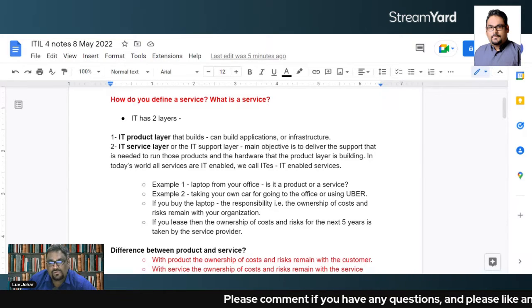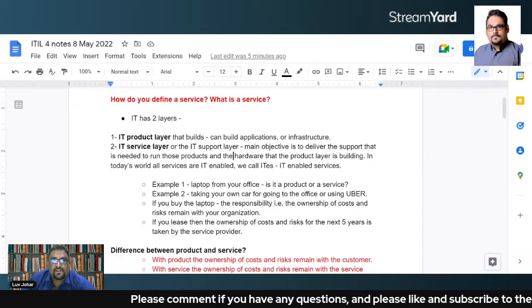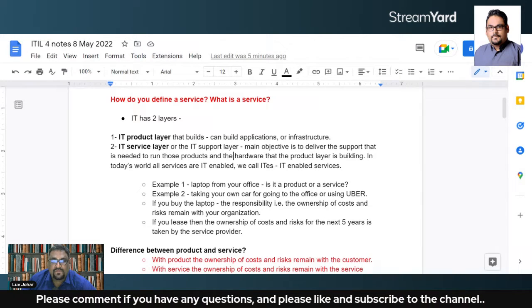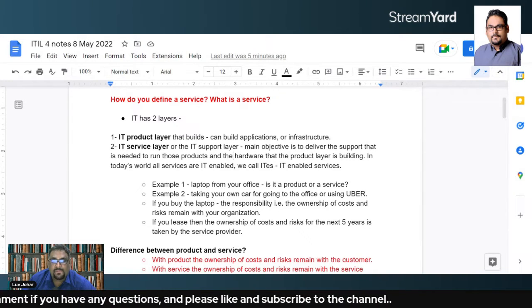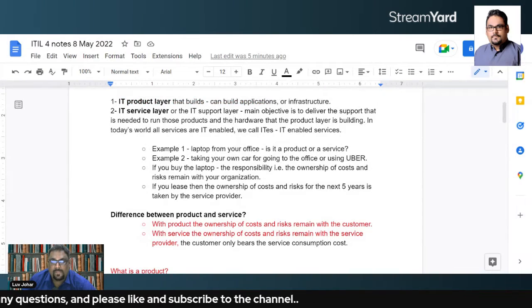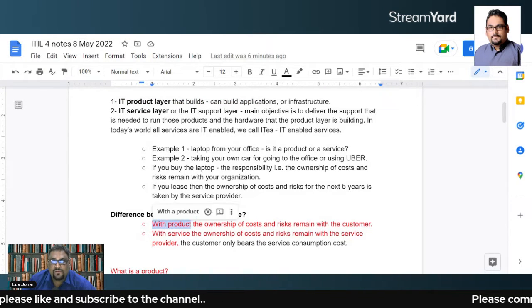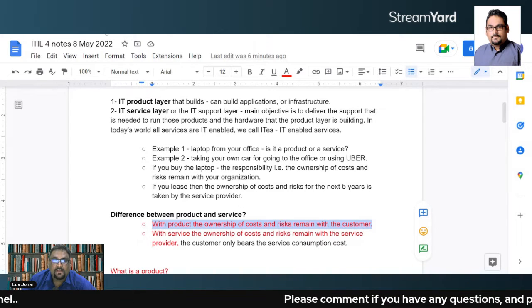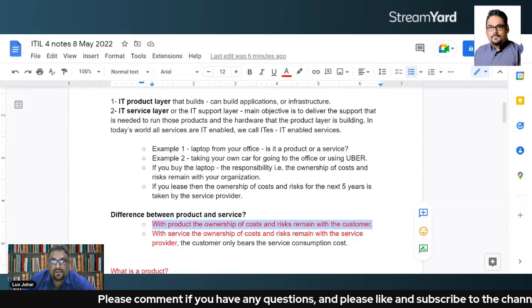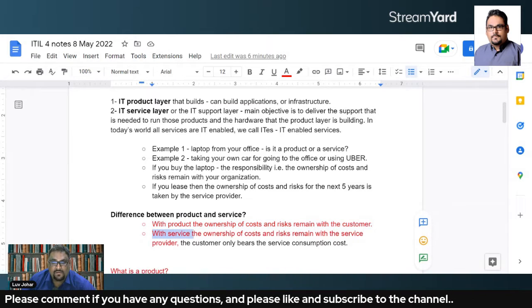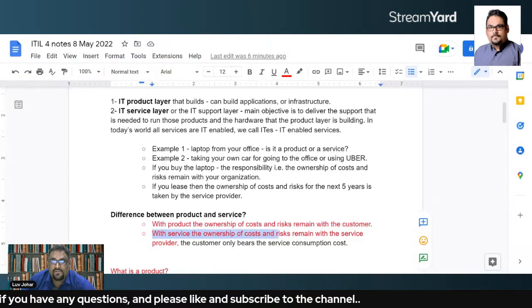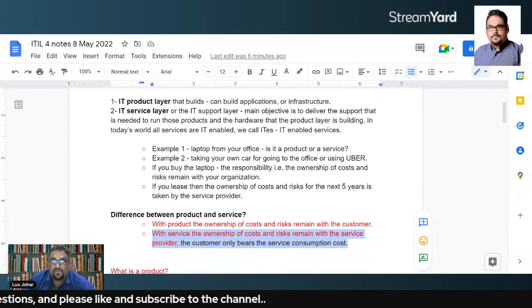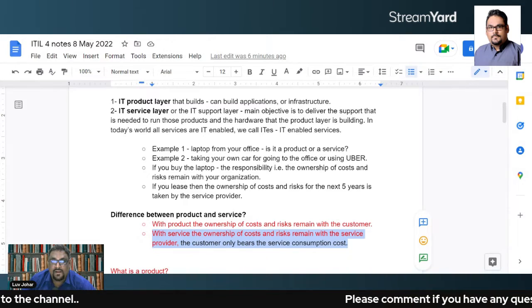So here also you can see there is a clear difference between a product and a service. If I simply take the basic difference: with products, the ownership of cost and risk remains with the customer, with you, because you are using the product. However, if you lease or pay only for the service, then the ownership of cost and risk remains with the service provider.